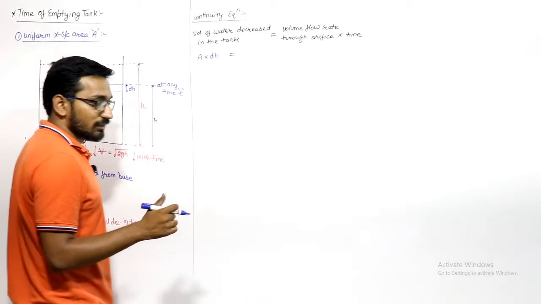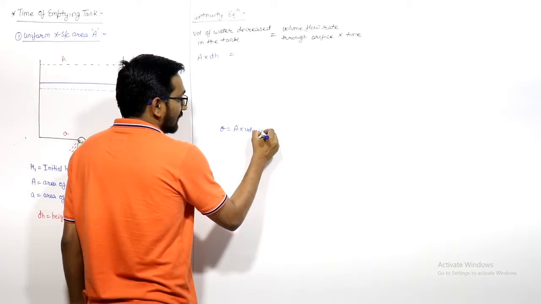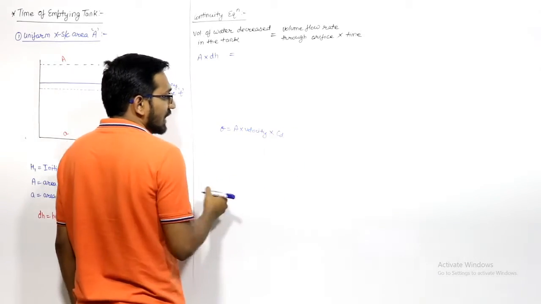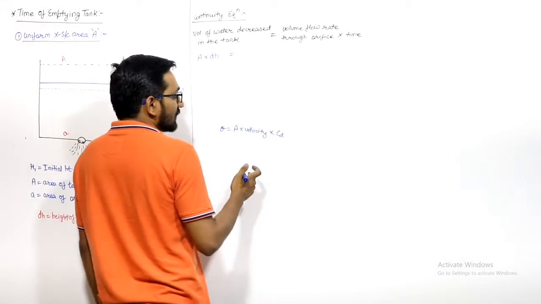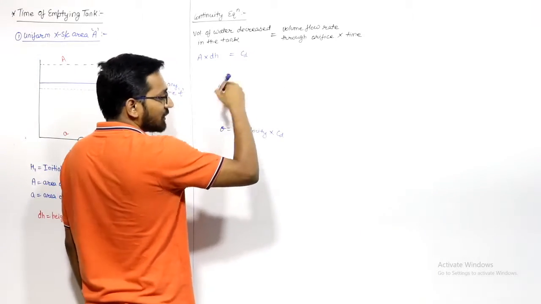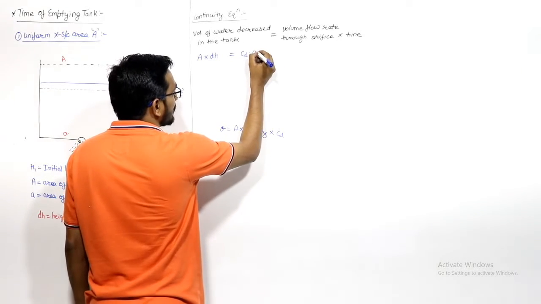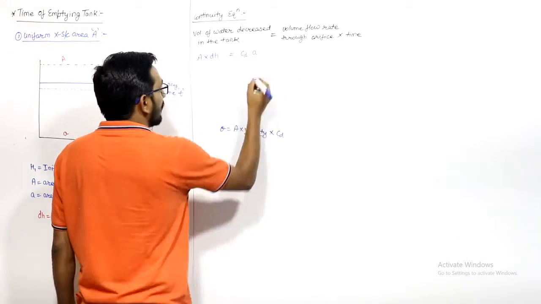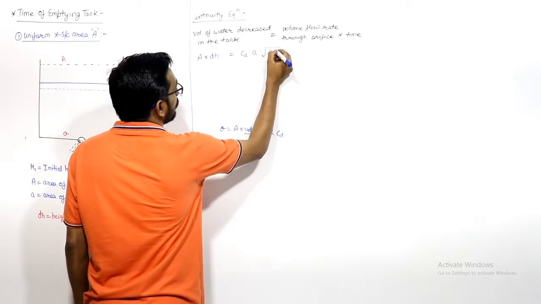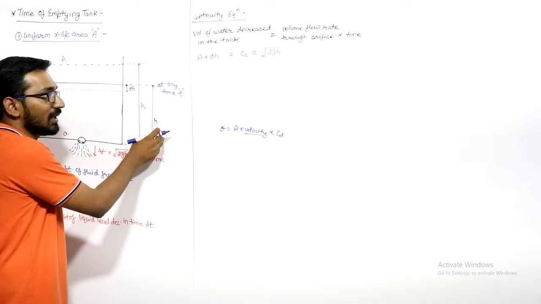What is the volume flow rate? Volume flow rate is discharge. Discharge is area into velocity, right? Into coefficient of discharge if it is not an ideal fluid. So the discharge will become CD, the coefficient of discharge, for some viscosity. So coefficient of discharge into area of this orifice, small a, into velocity, which will be under root 2g into small h. At this time the velocity is under root 2gh.